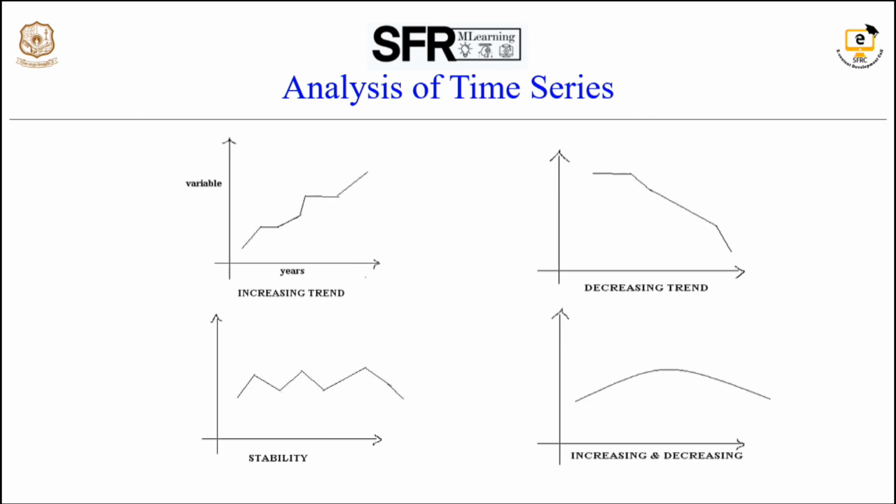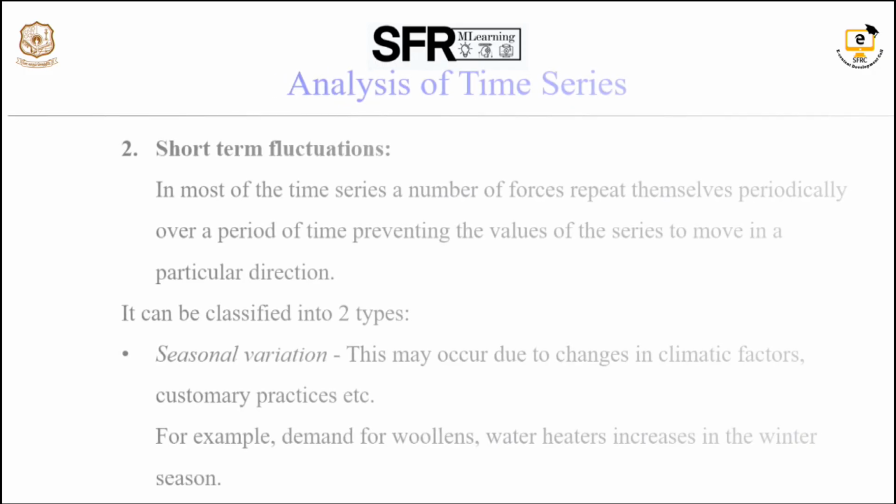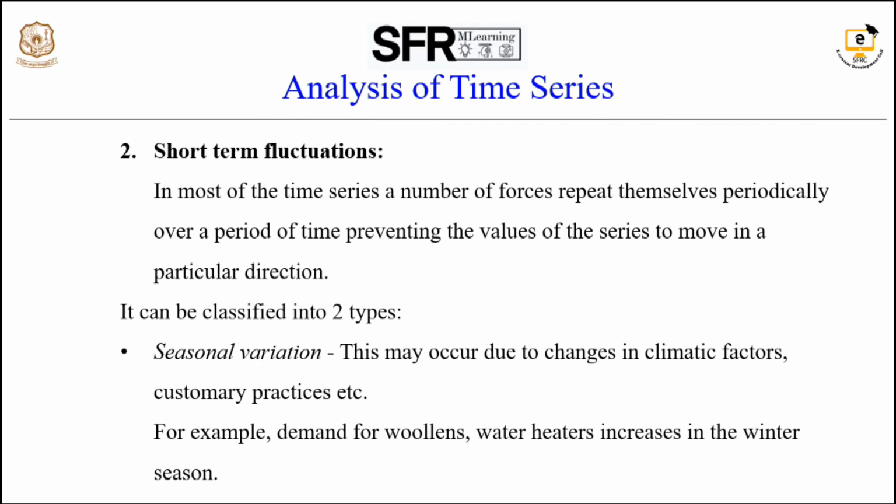And coming to the next one. What is meant by short term fluctuation? In most time series, a number of forces repeat themselves periodically over a period of time, preventing the values of a series from moving in a particular direction. We can calculate it using two types. One is seasonal variation and another one is cyclical variation.